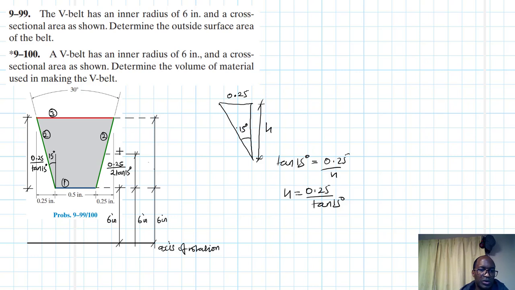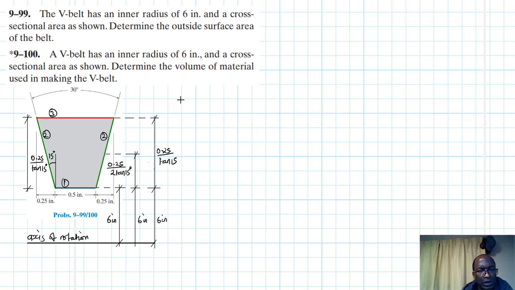That is the centroid distance perpendicular to the axis of rotation. It's just half the height for line 2. Then the centroid distance for line 3 is the whole height itself, 0.25 divided by tan 15. Then the centroid distance for line 1 is just 6 inches.